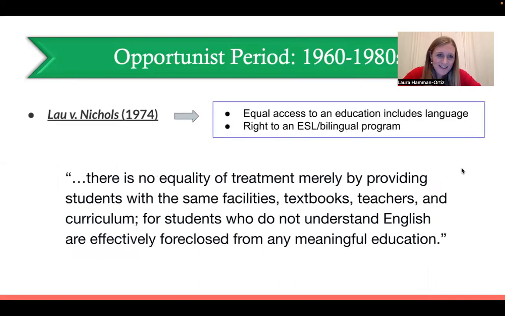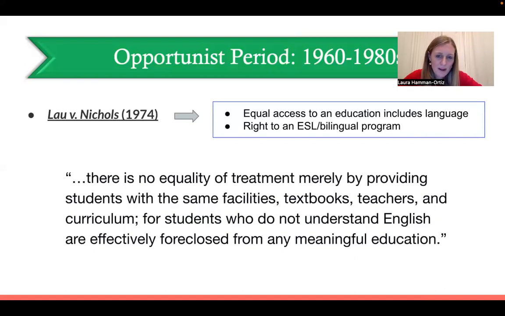Not too long after this, we have our first court case pushing back against how schools have not quite changed, even though policies have. Lau versus Nichols, which was a case that was brought by Chinese parents living in San Francisco, who argued that their children were still being put into English-only classrooms and they didn't understand anything that they were learning. This court case made it all the way up to the Supreme Court, and they ended up ruling with the plaintiffs and saying, you're right, equal access to education involves language as well. These students have the right to an ESL or a bilingual program.